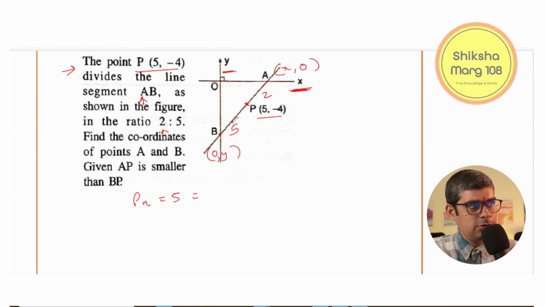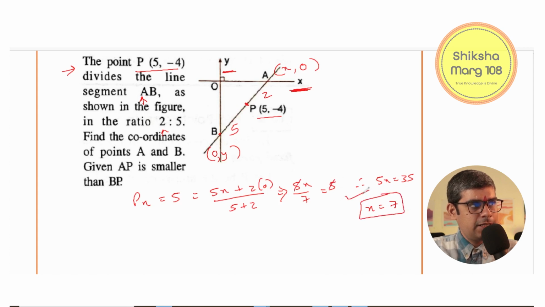And if you take the ratio, that's going to be 5 times x plus 2 times 0, the whole upon 5 plus 2. That's going to be 5x. This 2 times 0 is 0. So 5x over 7 equals 5. So 7 times 5 is 35. Therefore 5x equals 35, x equals 7. You could just cancel the 5 out and send 7 over there. So x equals 7. That's quite interesting.